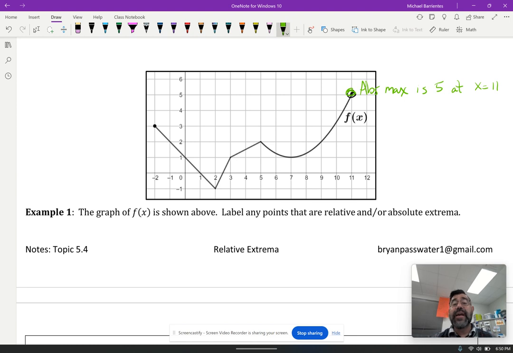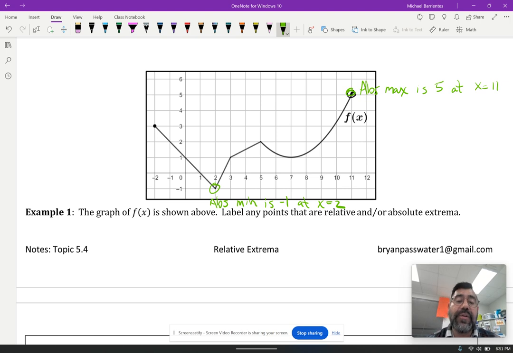What am I doing? I'm stressing the fact that the absolute maximum is a y value. It's an output. It's a function value. And that we can also tell where it occurs. So there's only one absolute max. There's only one highest point, one highest value, and the highest value is 5, and it occurs at 11. There's also an absolute min. So here's my absolute min. Absolute min is -1 at x equals 2.